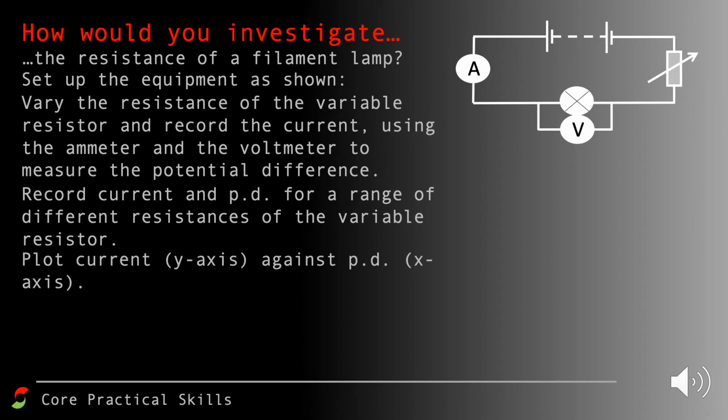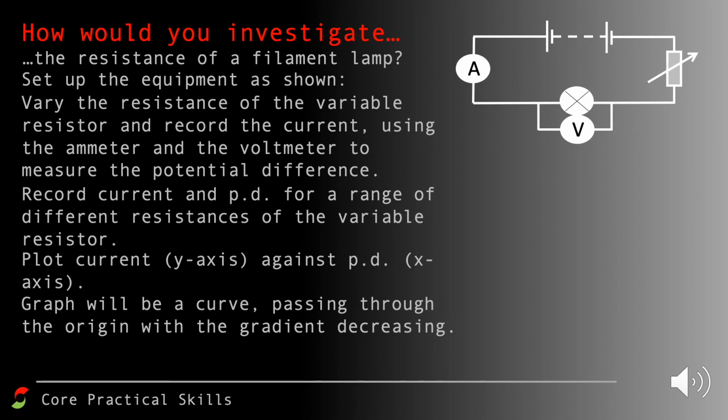So graph, let's go to the graph. I'd plot a graph of current against potential difference, and I think it will be a curve that will start from the origin, and as the current and potential difference increase, I think the gradient of the graph is going to decrease. And then at some point I could calculate the resistance using Ohm's law, which is R equals V over I in this form. So let's have a look at it.